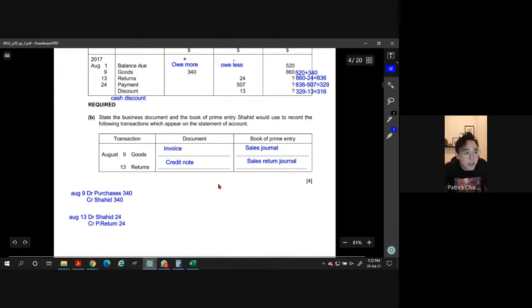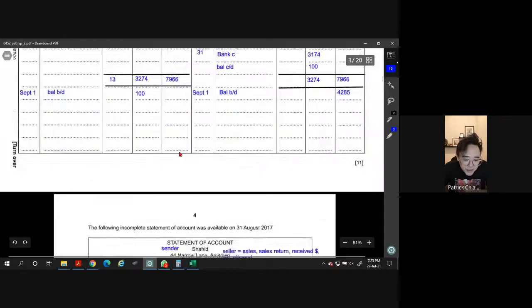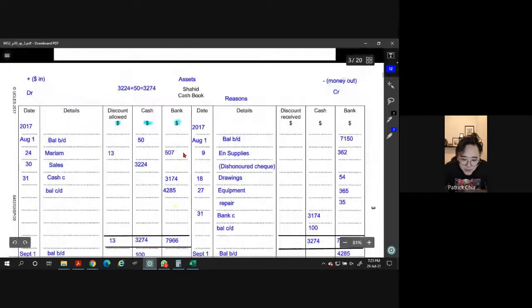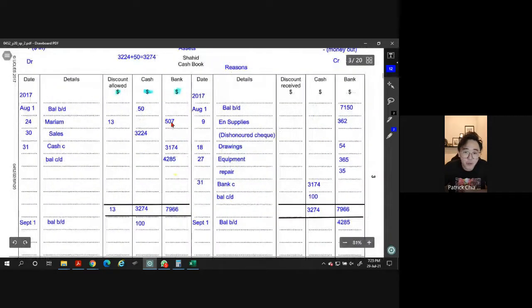What about the payment? The payment here, they didn't say, right? When it comes to payment, it must be money. They didn't say whether by cash or by bank. If you didn't say, then you just write down cash/bank. But I think they did say right here. This question is related, guys. This 507, can you see this 507, 13? It is related to the top part here. So we paid, sorry, Mariam paid by bank.